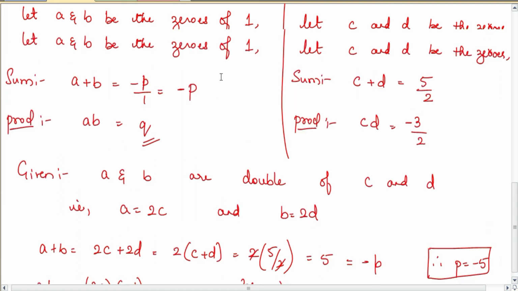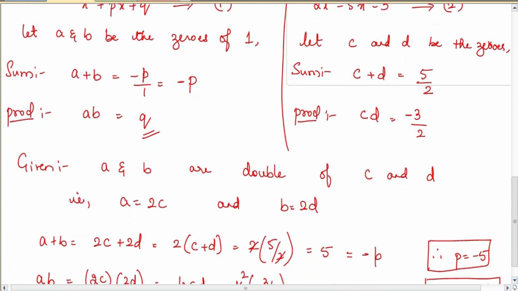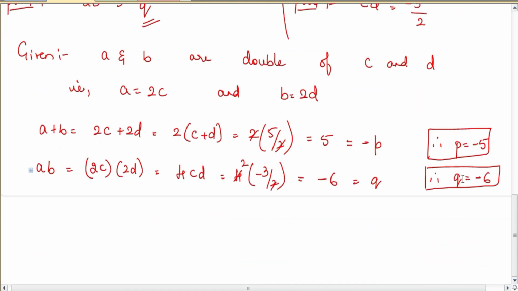So, from the first polynomial, we are finding the sum and product and we get some values p and q. From the second polynomial, we are finding the sum and product. Since the first zeros are double the second zeros, we are substituting these values and finding the values of p and q. So, using this procedure, you will get the values of p and q as minus 5 and minus 6.